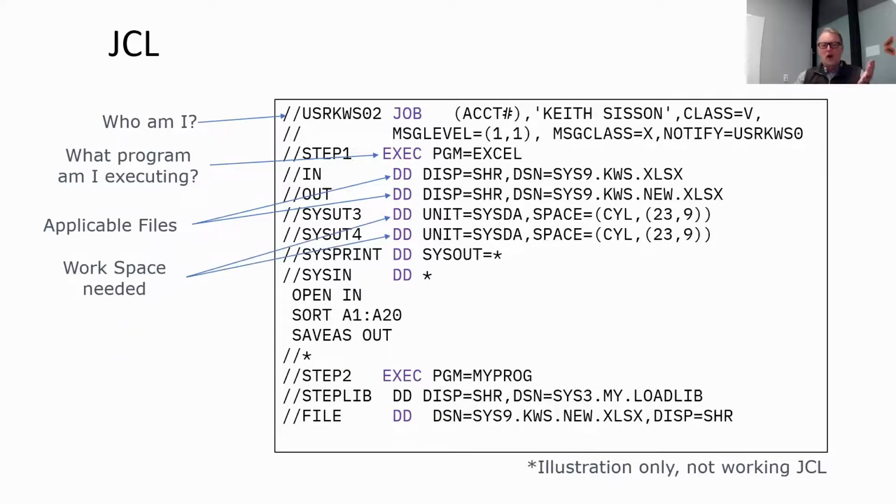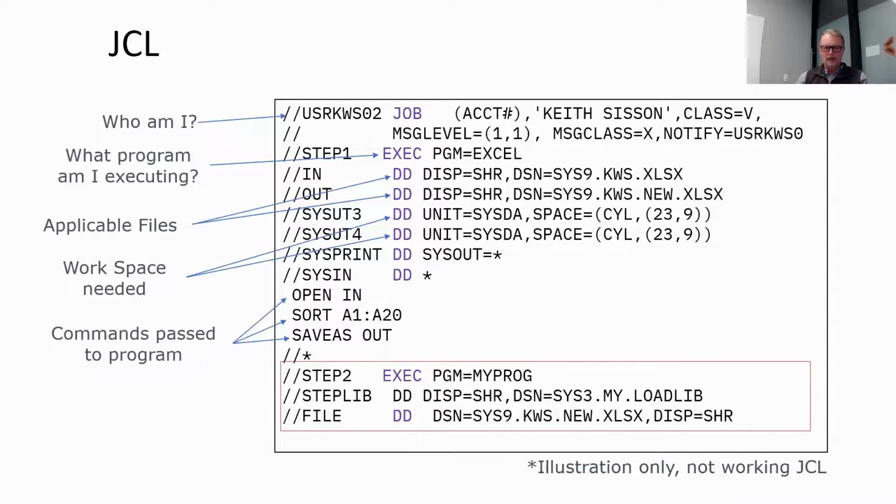So these are all cards that are needed for the program that you're executing. These are files or data sets that are included, or workspace areas, or whatever is necessary for your program to execute. The program will expect those files to be there because it needs to use them. And then you can pass commands to the program. You want to open something, sort, save, whatever commands this program is expecting, you can include those. And there can be multiple steps. So step one was this program, and step two is my program. We're going to go into a little bit more detail on that in a second.